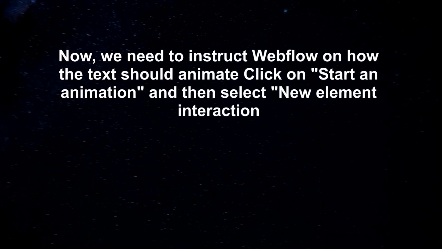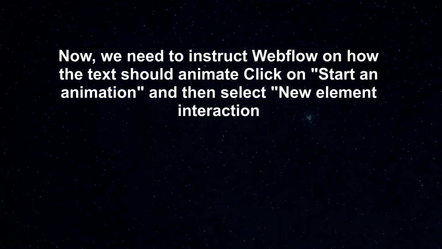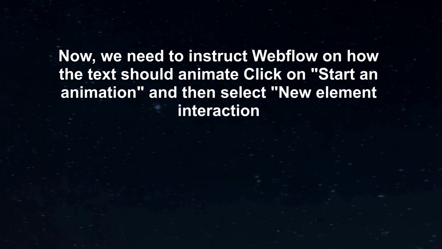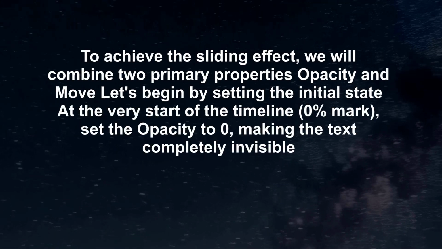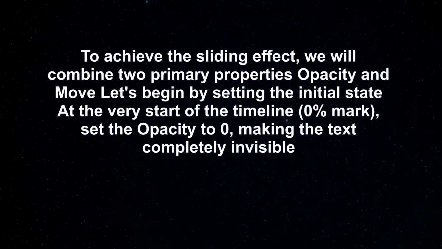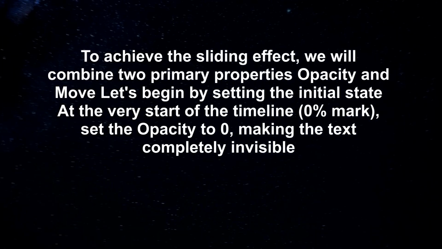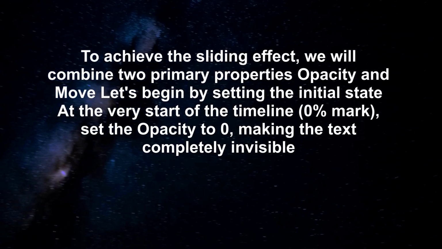Now we need to instruct Webflow on how the text should animate. Click on Start an Animation, and then select New Element Interaction. To achieve the sliding effect, we will combine two primary properties, opacity and move. Let's begin by setting the initial state at the very start of the timeline, the 0% mark.